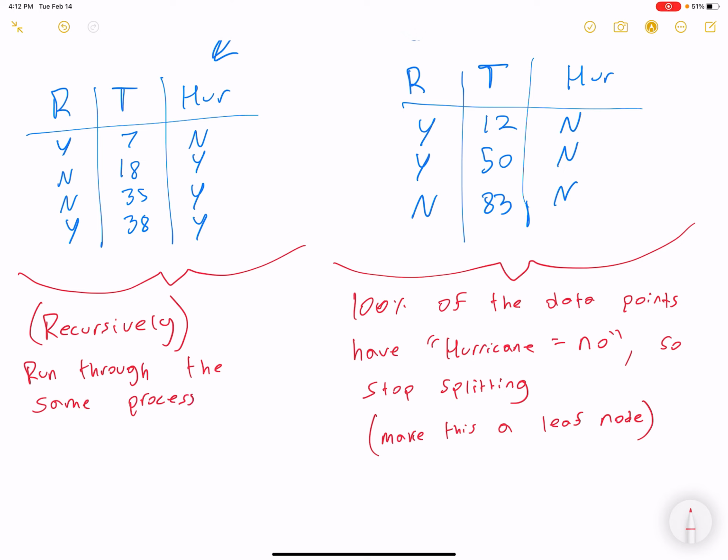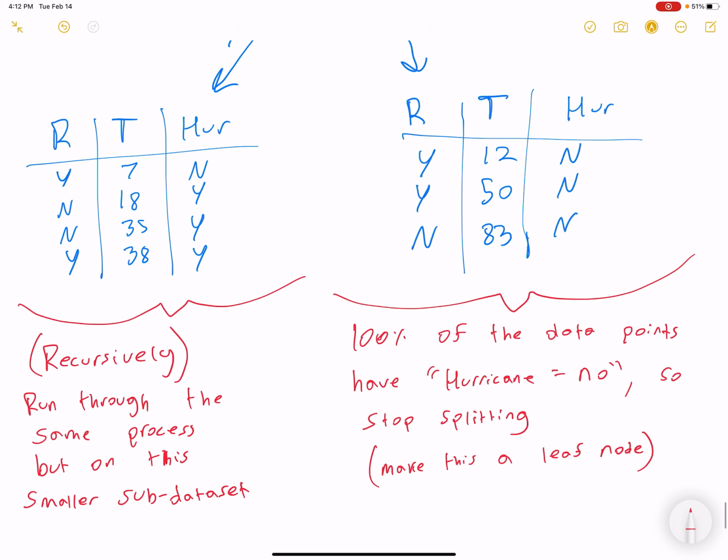So this time we would just look at the smaller table? Yeah, but on this smaller sub data set. And you keep going until you get another situation where you split and it's all hurricane equals yes or all hurricane equals no, and then you stop there. Basically you keep going until you've split everything. Or there are hyperparameters you can set for the maximum depth if you have many variables, so you could also just stop splitting when you've split up too many times. So that is decision trees.